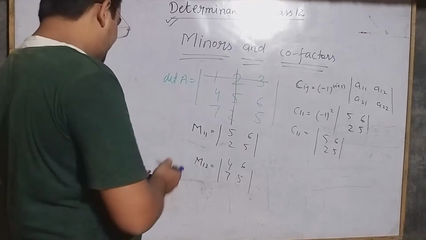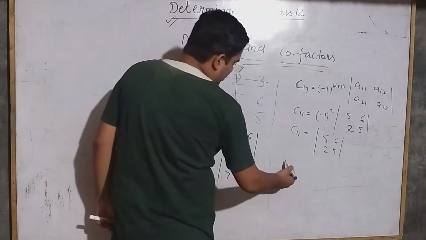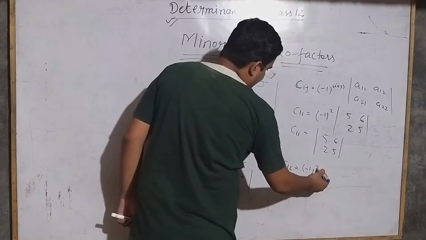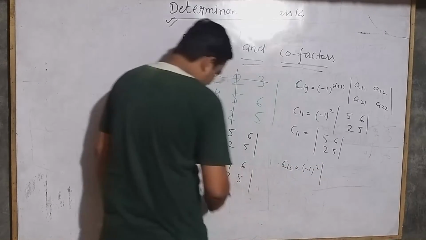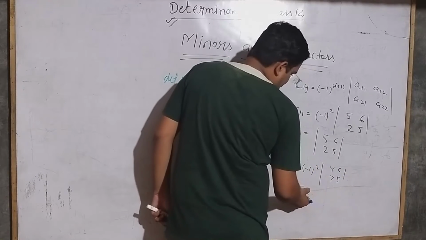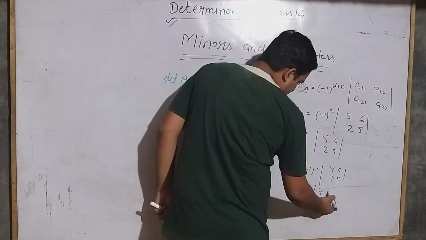If I talk about the second part, M12 and C12, what will happen? Now minus 1 to the power 1 plus 2 becomes 3, and this is the part 4 6 7 5. You just write down 4 6 7 5. So now this becomes minus, this is the 4 6 7 5.